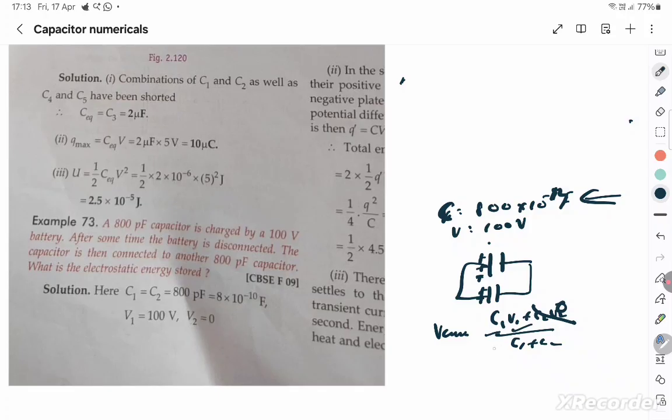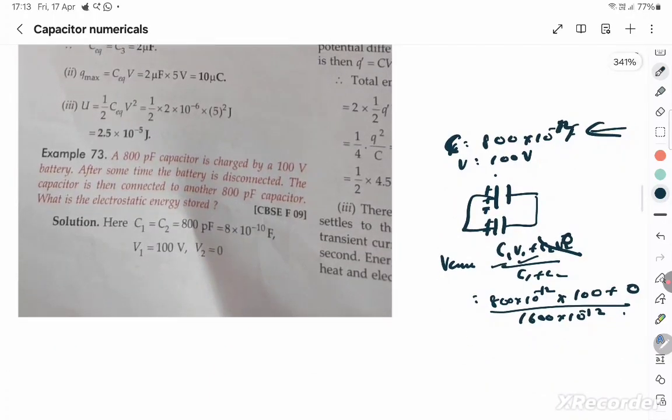So then you have C1 which is 800 into 10 to the power minus 12, into the voltage which is 100 volts, plus 0, by C1 plus C2 which is 1600 into 10 to the power minus 12. So the 0 will get cancelled. This whole thing is becoming 1 by 2, 100 by 2, 50. So V common is 50 volts.